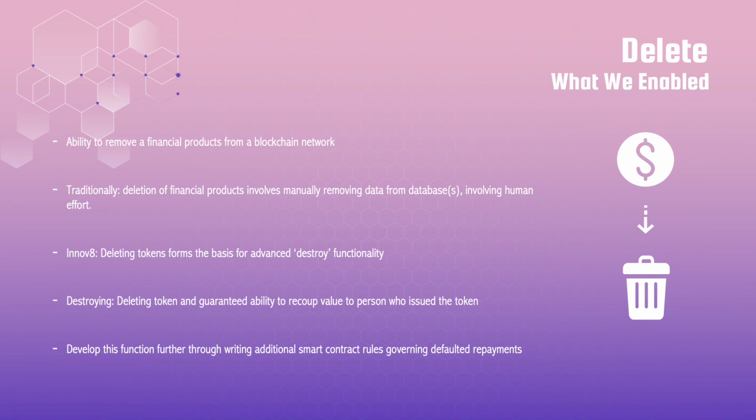While deletion simply entails removing records, destroying tokens offers deletion and the guaranteed ability to recoup the value to the person who issued the token. The Innov8 system could be further developed by banks through writing additional rules into the smart contract. Then, should a loan holder default on their payments, the additional agreed upon rules would be executed to automatically remove value from the loan holder's account, which the bank has access to.